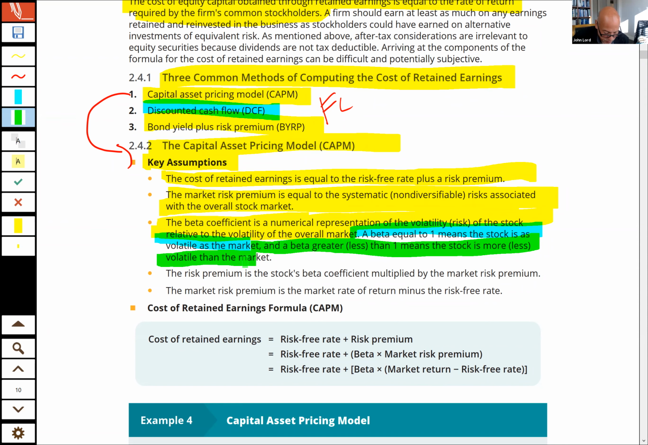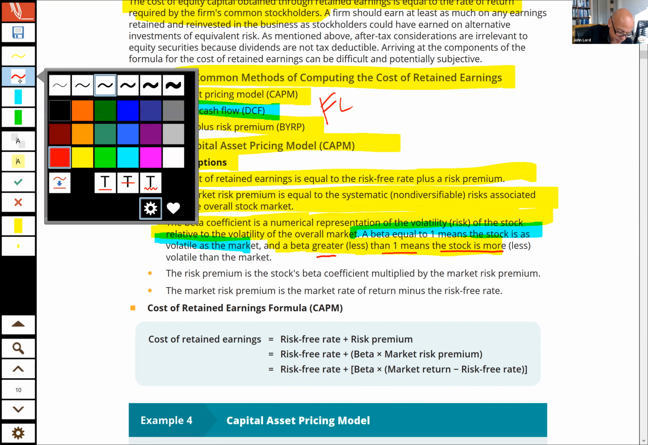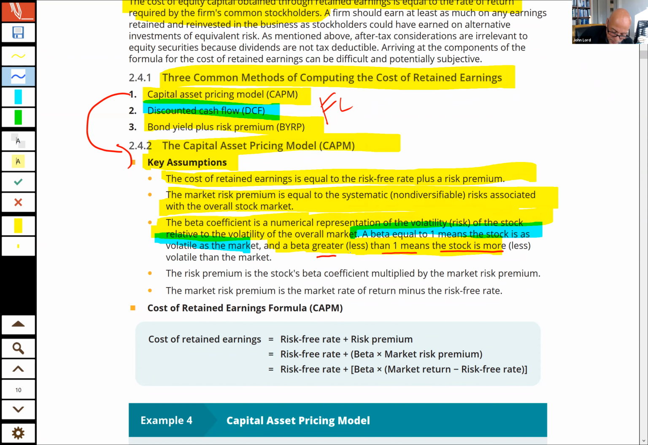greater than one, where's my greater than one? Let me try this again. Beta equal to one means the stock is as volatile as the market. Let's try this one. A beta greater or less than one means that this stock is more, if it's greater. No one's going to get a Pulitzer Prize for the way they wrote this. A beta greater than one means that the stock is more volatile, and a beta, you guys are probably like, yeah, John, we got it. Less than one means that the stock is less volatile than the market.